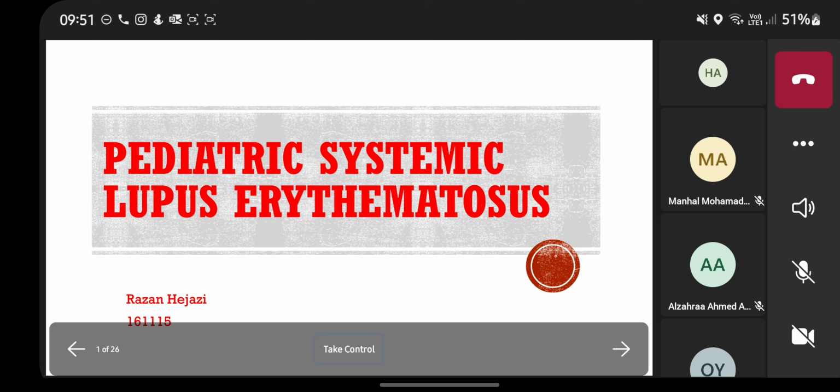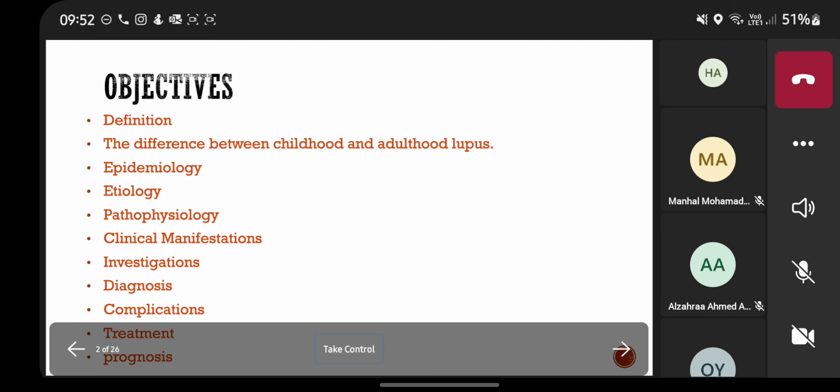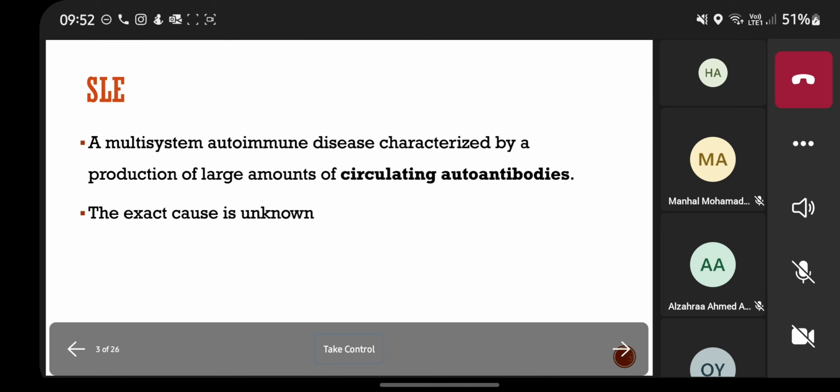Okay, thank you, Osama. Good morning, everyone. I'm Razan Hajazi, and today I will be talking about pediatric systemic lupus erythematosus. Our objectives today are as you see. Okay, let's start with the definition.